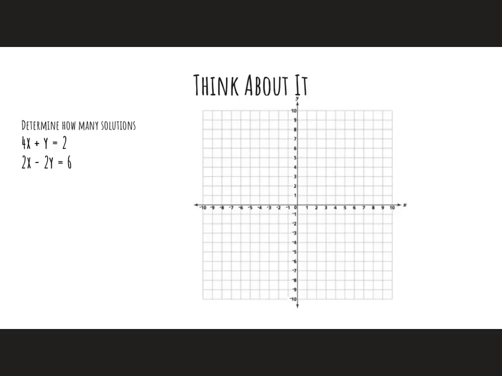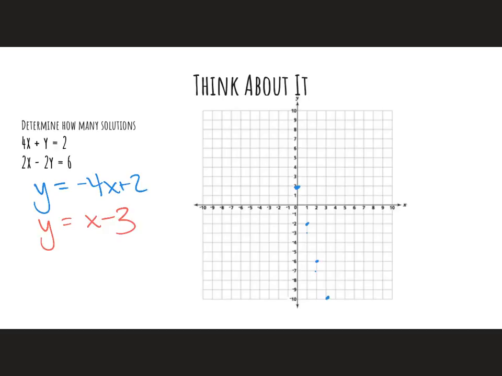So I'm just going to rewrite those equations so I can graph them easily. The first one was negative 4x plus 2, and the second one was x minus 3. So y-intercept, positive 2, negative 1, 2, 3, 4 to the right 1, 1, 2, 3, 4 to the right 1, 1, 2, 3, 4.